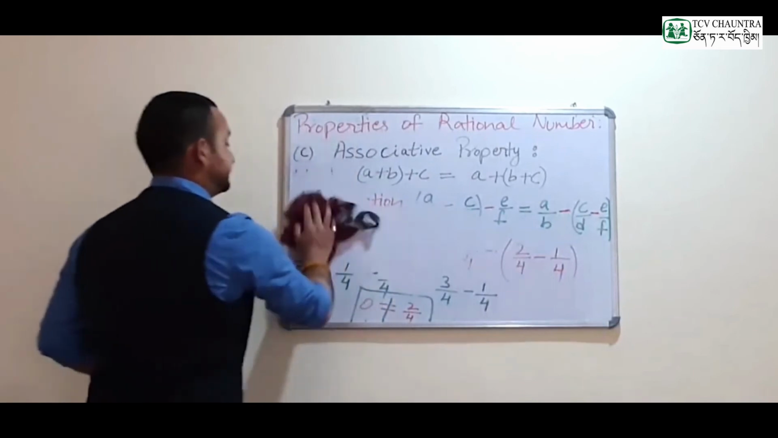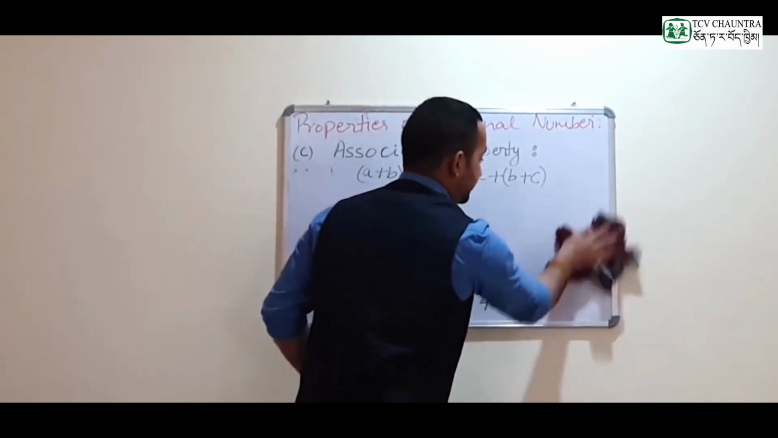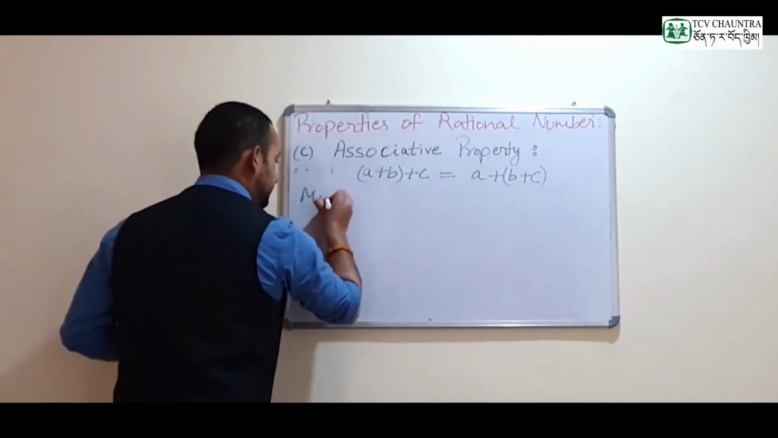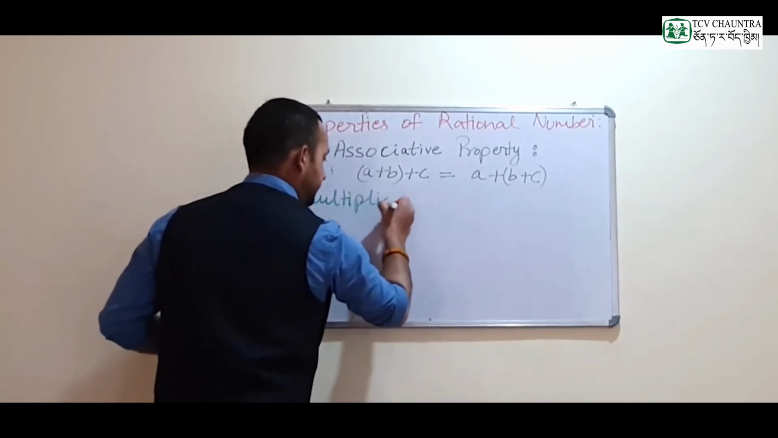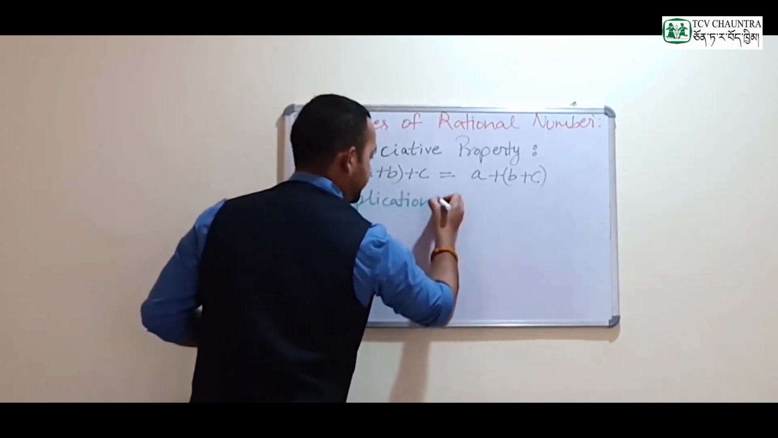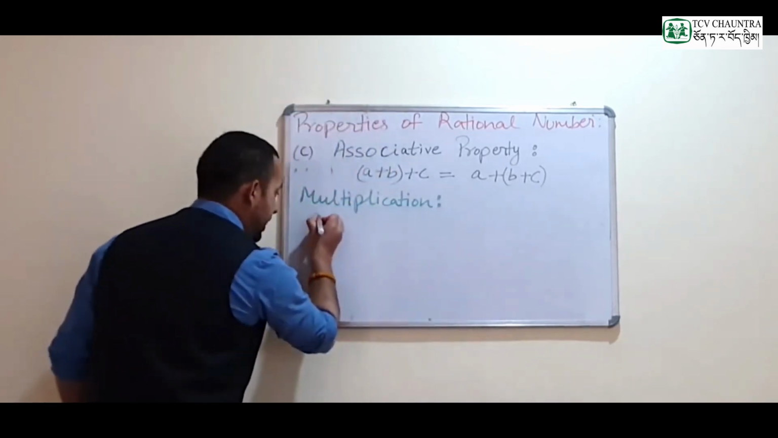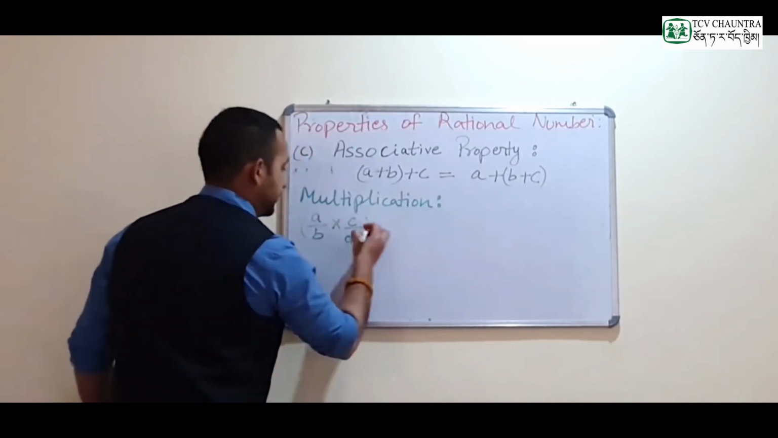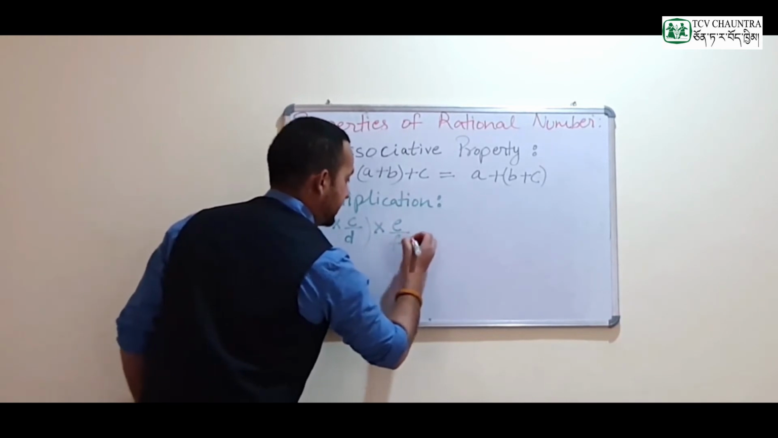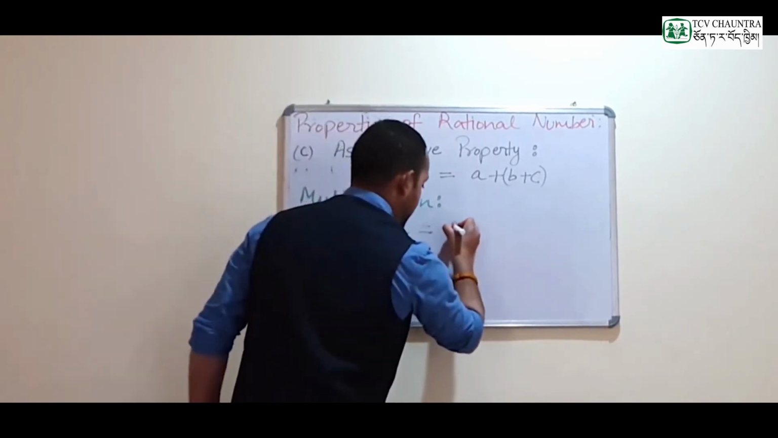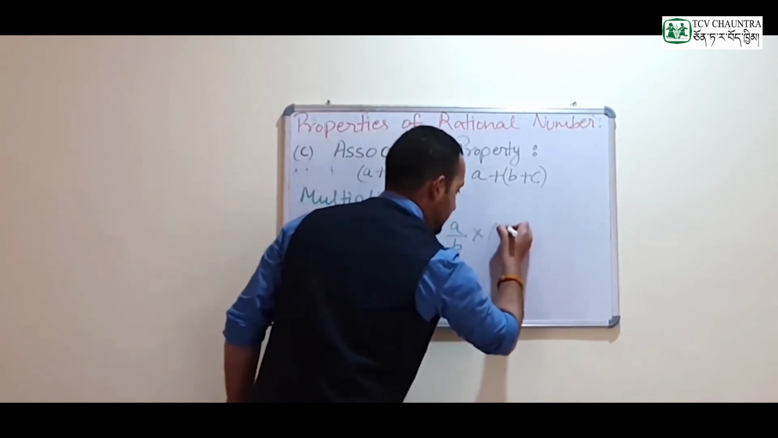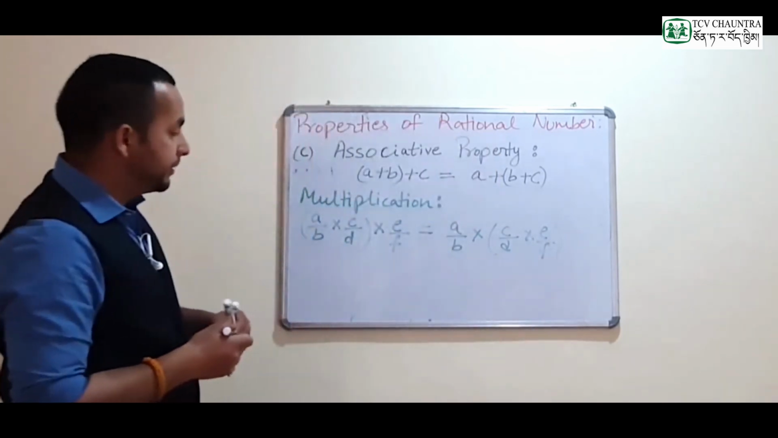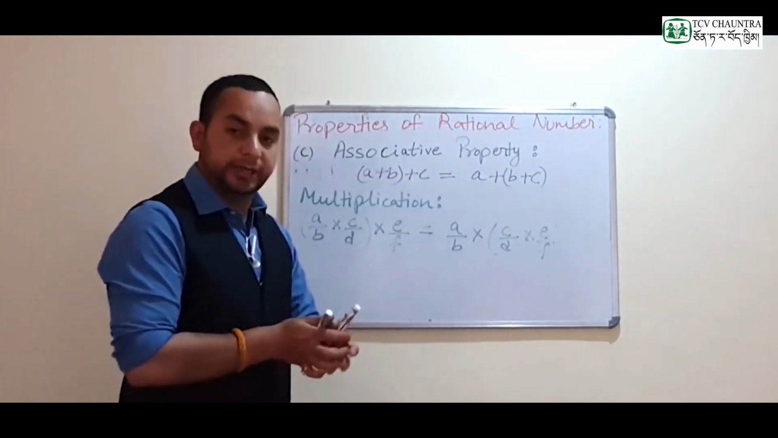Now similarly for multiplication, (a upon b cross c upon d) cross e upon f is equal to a upon b cross (c upon d cross e upon f). In case of multiplication, associative property is applicable.